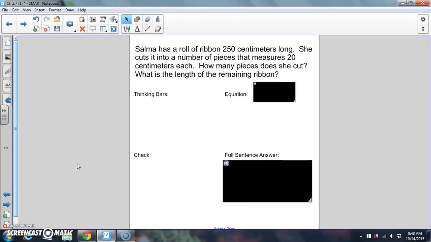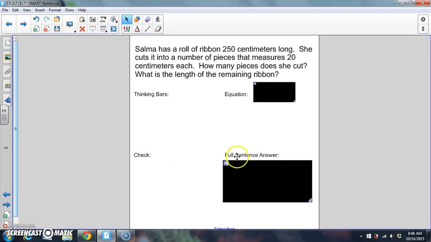Selma has a roll of ribbon 250 centimeters long. She cuts it into a number of pieces that measure 20 centimeters each. How many pieces does she cut, and what is the length of the remaining ribbon? I'm going to ask that you share your ideas with this. What are you thinking will make most sense in how to solve this?